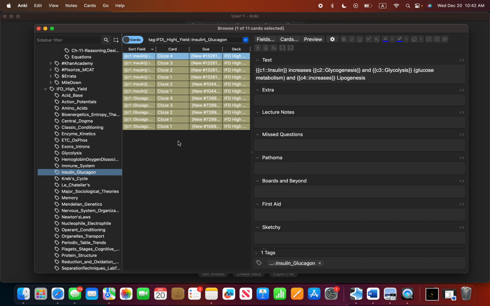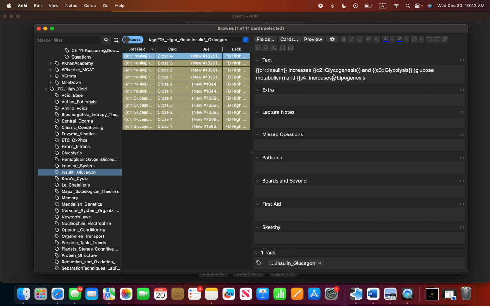Now we go to insulin and glucagon. We know that insulin helps the cells to absorb glucose, and so it takes glucose from blood, and glucagon is the reverse. So it releases glucose into the blood. So insulin increases glycogenesis.